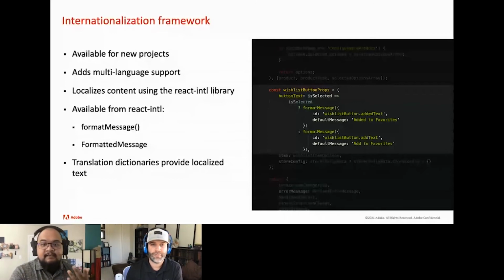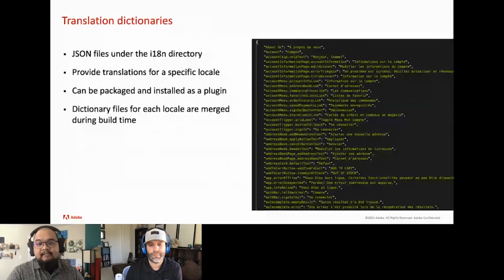And as you can see on the right, the file just contains key value pairs, with the key being the ID we saw being referred to in the previous code sample, and then the translated text. If your project needs to support multiple locales, you can create as many of these translation dictionaries in your project as you need.